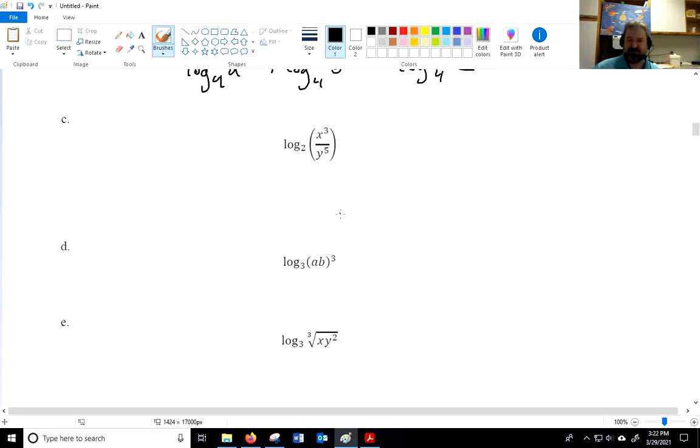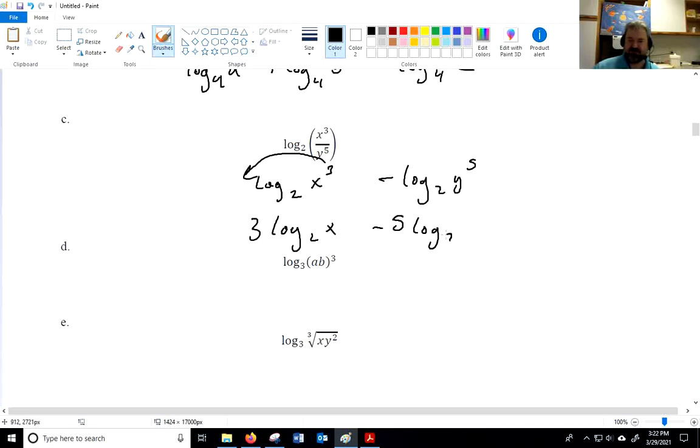On letter C, we have the log base 2 of x cubed minus the log base 2 of y to the 5th. Now I can bring those exponents down in front, making it 3 times the log base 2 of x minus 5 times the log base 2 of y.